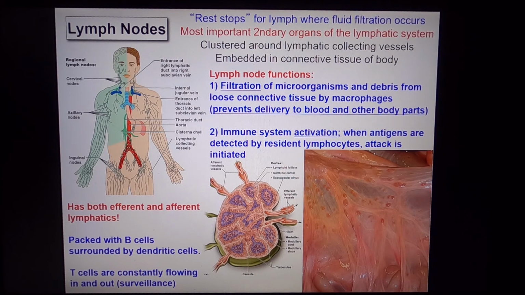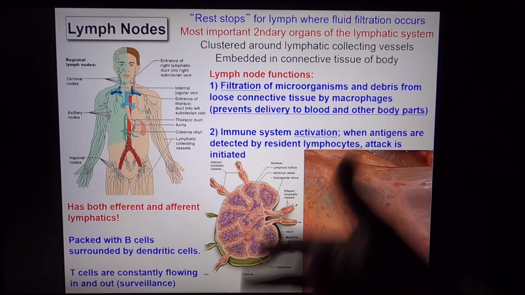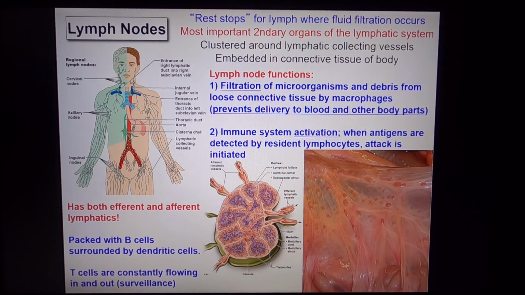Then number two, immune system activation. When our immune cells pick up antigens in the lymph nodes, they will basically display these antigens to all the other lymphocytes that are in the area and say, hey, this is what we're looking for. Here are the antigens. And that will activate your T cells to go out and do work.